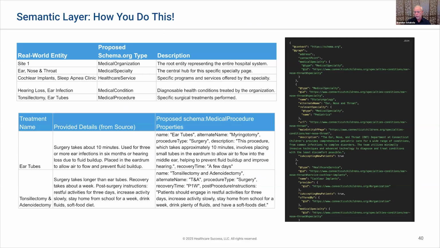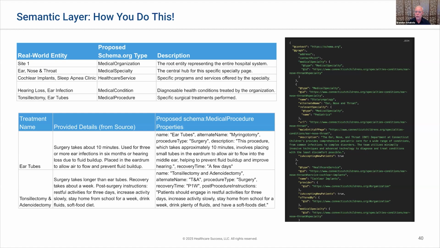So here's an example of how you could do this. You build out your entity mapping, and then you tie everything into a real world entity. Then you have your proposed schema types and what the descriptions are for those schema types. Then you might provide details for the treatment name, the medical procedure properties, for instance. And you want to feed all of that into this particular format called JSON-LD. That's an example to the right.